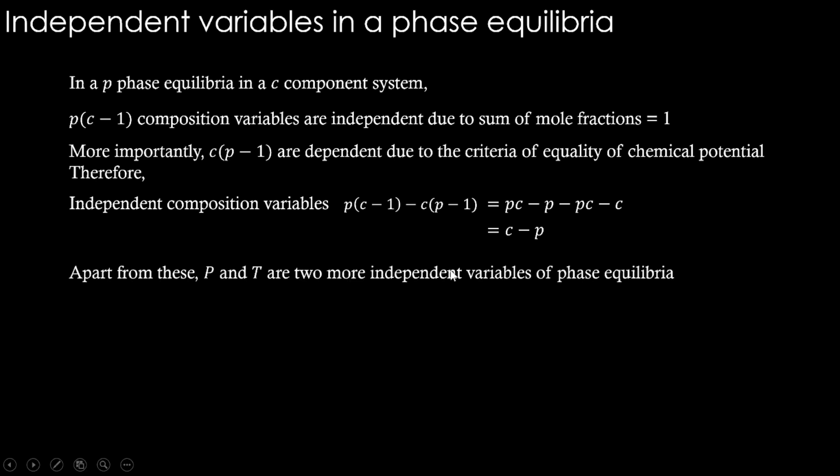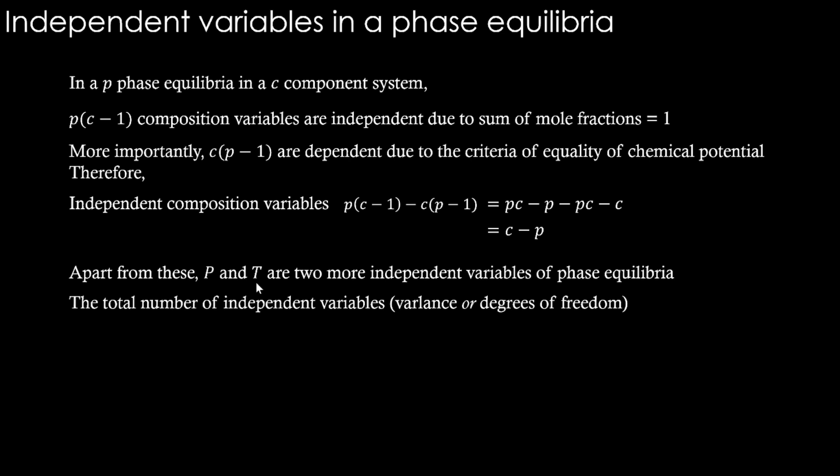Apart from this, we have two more variables, P and T. These are also independent, so we need to add them. The total number of independent variables, this is the important thing we are going to conclude. The total number of independent variables, other name is variance, or most commonly used word is degrees of freedom. How many degrees of freedom are there? Meaning how many independent variables are there to define a phase equilibria? F is equal to number of components minus the number of phases in equilibrium plus 2. This 2 is coming because of P and T, otherwise it is only C minus P. So this is the total number of independent variables required to define a phase equilibria.